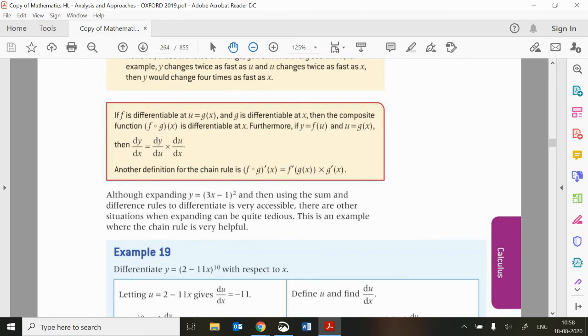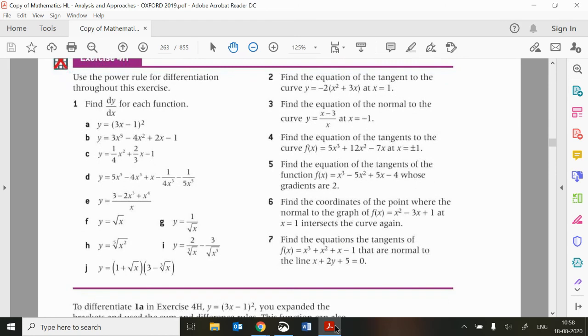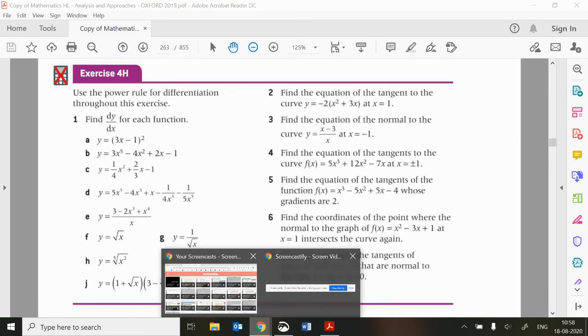Okay, so there's different rules for differentiation, and the next one is going to be saying, well, what if we have a function of a function? That's where we're going. Okay, well, good luck with 4H, and hopefully see you for the next video next time around.